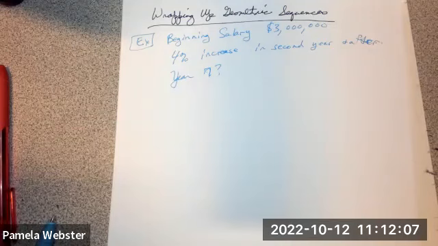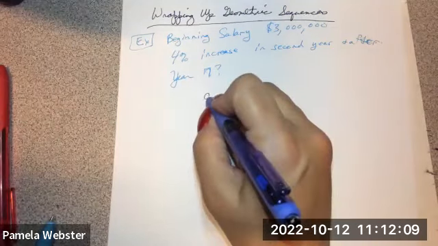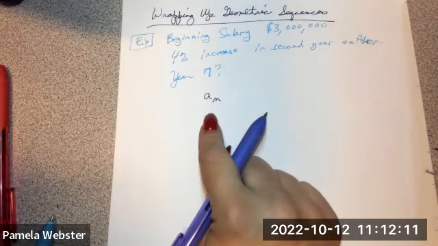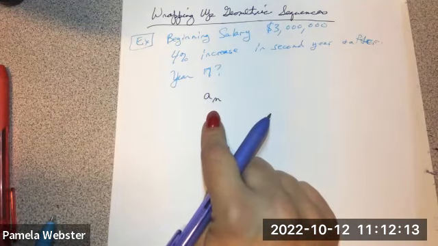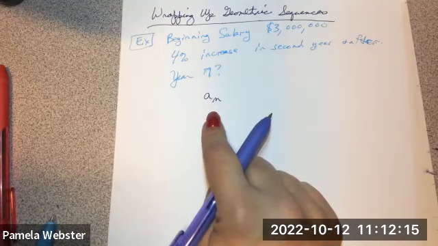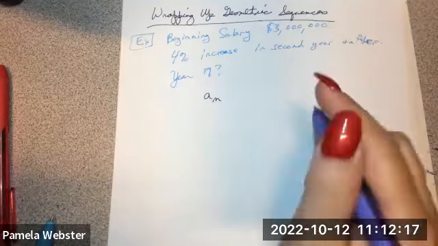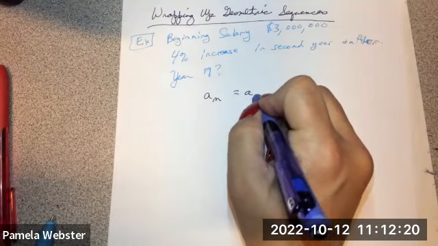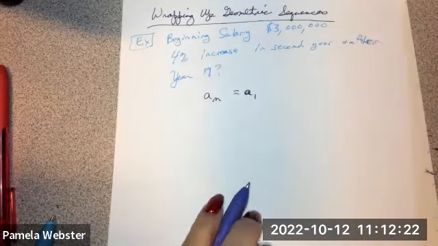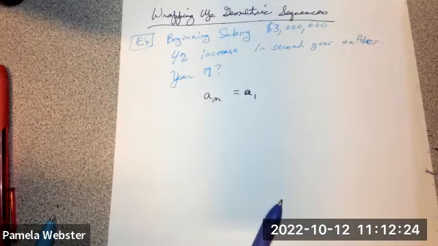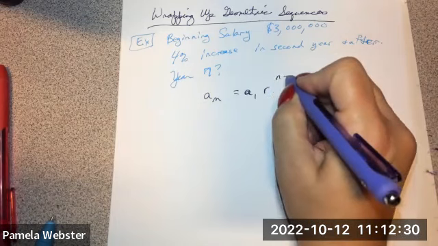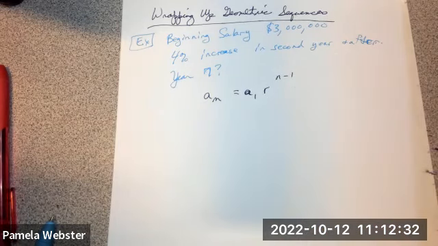So if you remember, we had this formula: if you want to know what's going on in year n, a sub n, you take your first year, a sub 1, and multiply that by r, whatever your rate was, raised to the n minus 1. You're not going to have to memorize that formula. It'll be there for you.